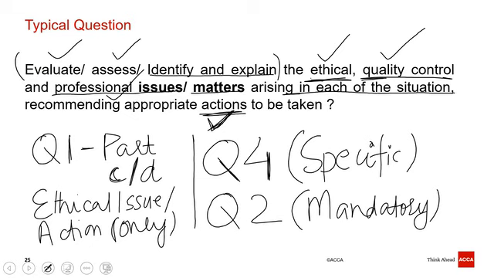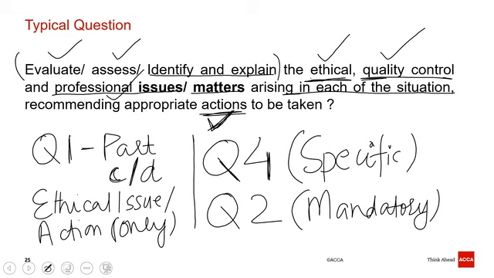But when it gets to the later part of P7, which is question 4 or question 2, the examiner puts in a broad question which asks for the ethical, quality, and professional issues, where I believe students generally lack the ability to put in a proper answer. So we're preparing ourselves for both: for question 1 where only ethical issues come in, for question 4, and for question 2.